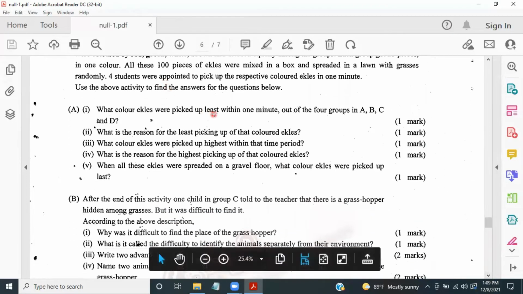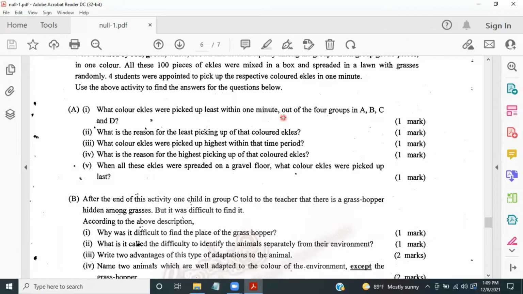What color ickles were picked up least within 1 minute? The color picked up least. This is on a grass lawn, so we see the green color least. The green color ickles were picked up least.